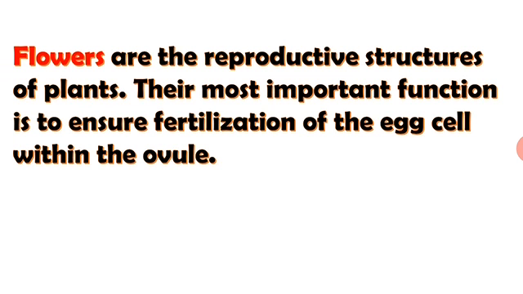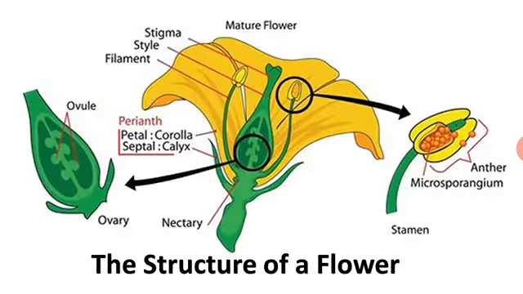Just like in the human or animal reproductive system, plants also have reproductive structures. So here is the structure of a flower. First, let's talk about the corolla.